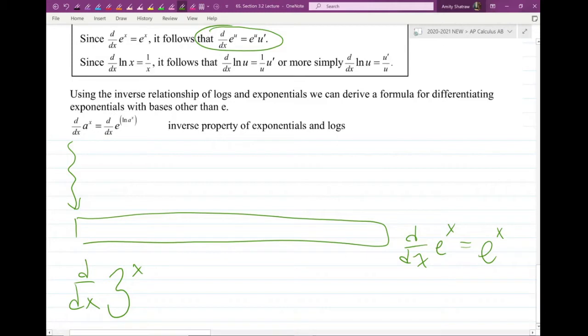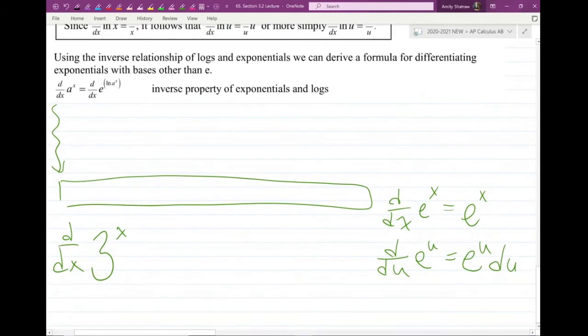And so when you did a copy 5 times for me, you actually did a copy 5 times where it said d over du, take the derivative, of e to the u, where u is some kind of function, you will get e to the u with a du. And so I've gone over that in class. You should have seen me do one of those in class. But I'm about to do something very similar in just a moment.